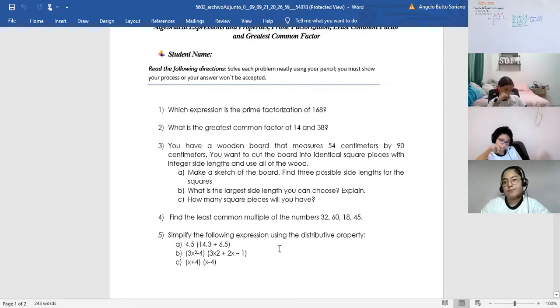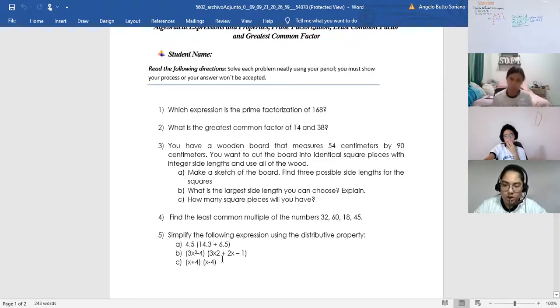Problem number 5 says, simplify the following expressions using the distributive property. Okay. By the way, this is not 3x times 2. This is 3x squared. In the letter B it is 3x squared, not 3x2. Please take a note of that.